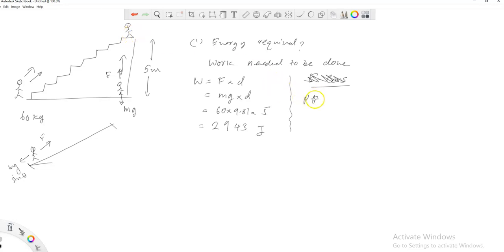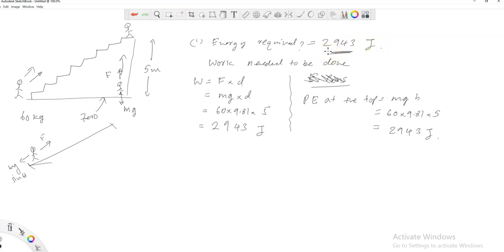So potential energy at the top is equal to mgh, 60 times 9.81 times h, which is 5. Relative to the ground, this is our 0 level, right? Relative to this ground, his potential energy is this number, which is 2943 joules. He gains 2943 joules when he reaches up. That means that's the amount of energy he has to spend. So the energy required, we can do it in both ways, comes to 2943 joules.